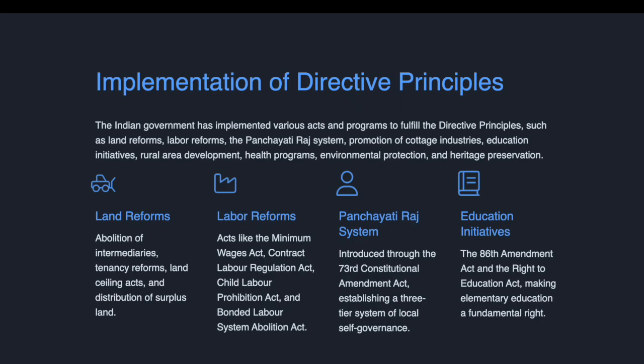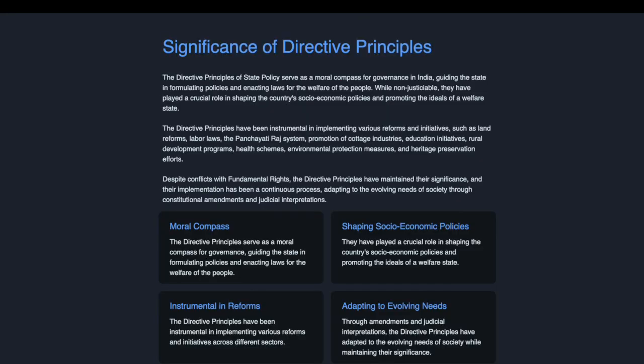How is implementation of directive principles done? So Indian government has implemented various acts and programs to fulfill the DPSP, such as land reform, labor reform, Panchayati Raj system, promotion of cottage industry, education initiative, rural area development, health programs, environmental protection, and heritage preservation. The significance is that it acts as a moral compass for the governance, instrumental in reforms, shaping socio-economic policy, and adapting to evolving needs.